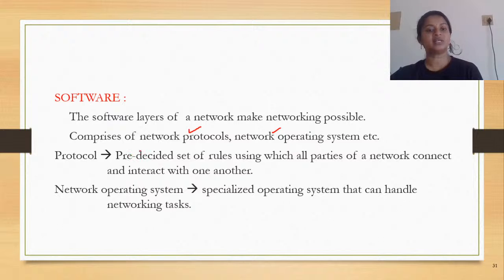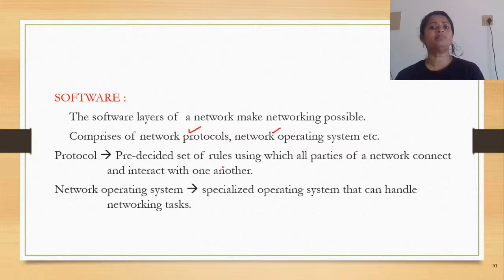So the software in the computer network is comprised of protocols as well as the network operating system. Now let us see what protocols and the operating system are. Protocols are nothing but a pre-decided set of rules. Before entering into a network or into a communication, the rules are set and you need to follow these rules. Only then can you engage in communication in the network.